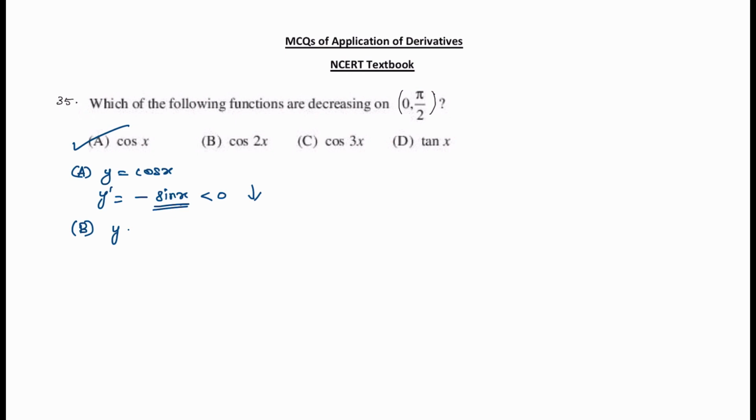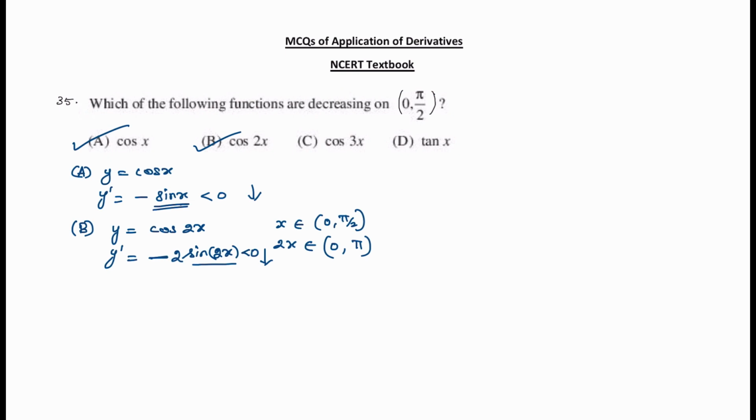Let us check B option. Let y be cos 2x. Y dash will be minus sin 2x times 2, that is derivative of 2x. Now the given interval is 0 to pi by 2. X belongs to this interval. So 2x belongs to, multiply by 2, 0 times 2, 2 times pi by 2 is pi. First and the second quadrants. In the first and the second quadrant, sin 2x is positive, but because of minus 2, it will be negative. So this is also a decreasing function in the given interval.